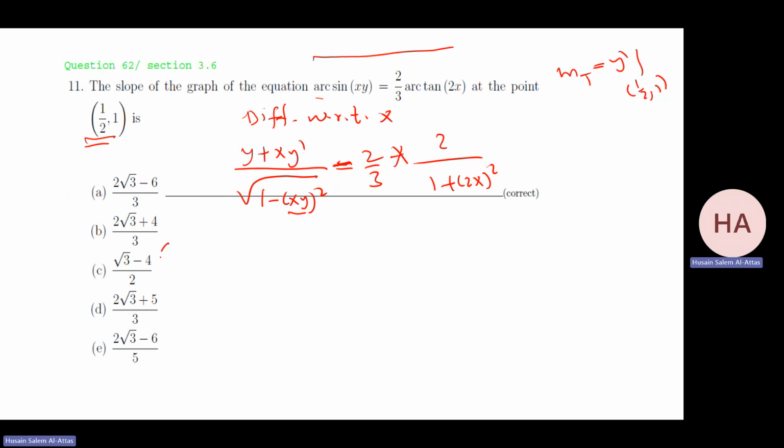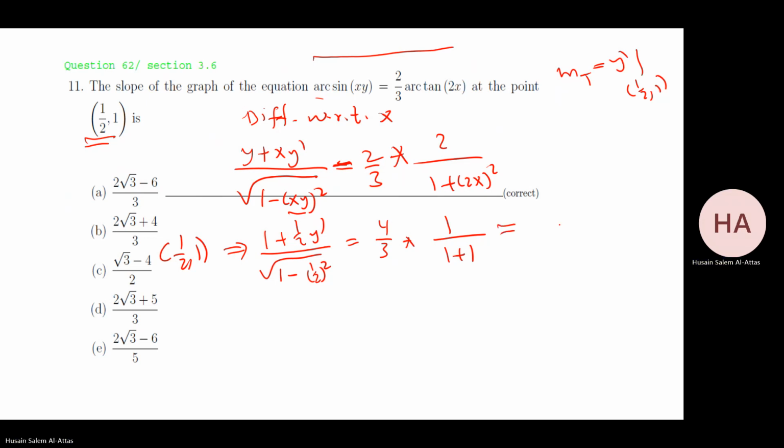Okay, now at the point (1/2, 1), what will we get? 1 plus half y prime over square root of 1 minus half squared equals 4 over 3 times 1 over 1 plus 1. 2 times half is 1, squared is 1. Okay, so that will be what? 2 over 3.